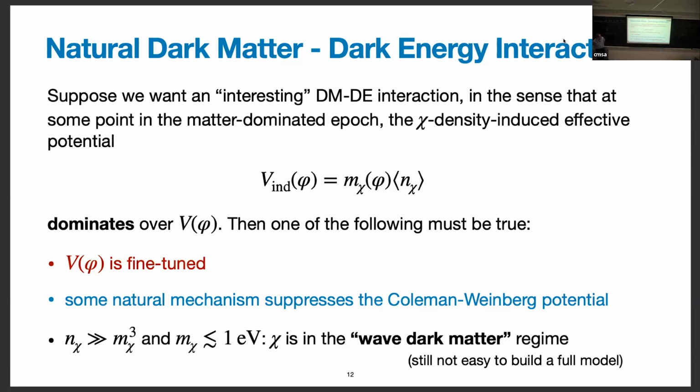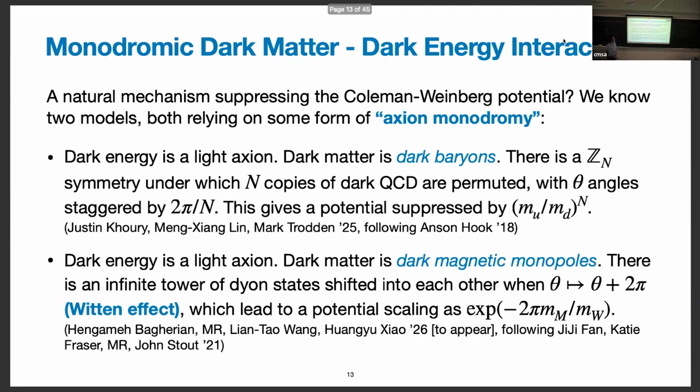Yeah, thanks. So there's this wave dark matter option. If you try to do this with just two fields, we found it's not easy to build a full model. And we thought more about this option: maybe the Coleman-Weinberg calculation is just wrong for some reason. Maybe there's some cancellation. And I know of at least two ways that can happen. Interestingly, both of the ways that I know involve some form of what's called axion monodromy, where as the axion goes from 0 to 2 pi, some states rearrange themselves.